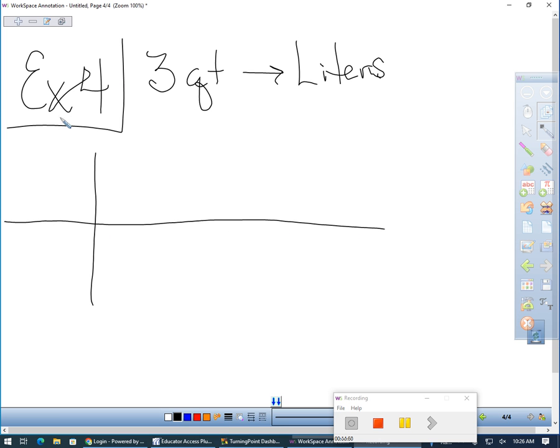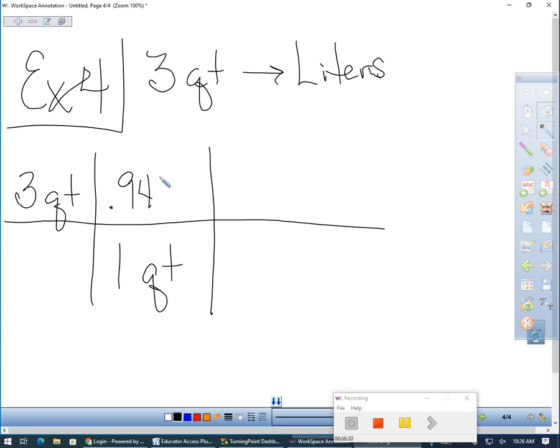Our given information of 3 quarts goes in the first box. I need to do a conversion factor, and I'm going to have to find a conversion factor of quarts to liters. There's 0.946 liters in 1 quart. Should I put my quarts on the top or the bottom? So 1 quart is 0.946 liters. Your quarts will cancel. So here, I'm going to liters, so I can go ahead and draw my line.